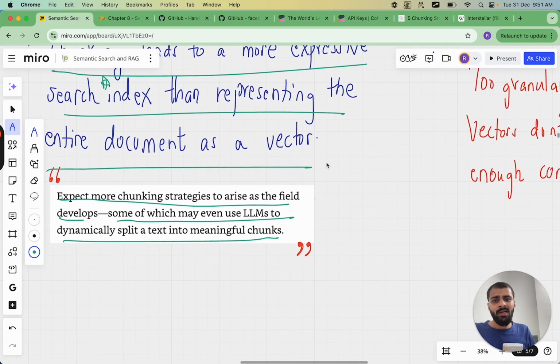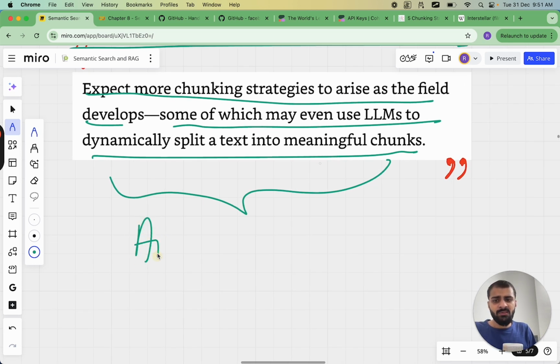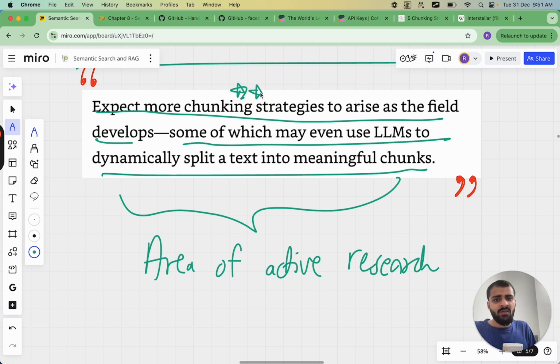But what I want to highlight here is that in these videos I always try to highlight areas where students can do active research, right? So this is an area of active research, which means that this is an area where people are working, but there is scope for a huge number of advancements in the chunking strategies. So if you are looking for novel problems to work on, just take a small amount of text and think creatively of some chunking strategies which you can come up with.